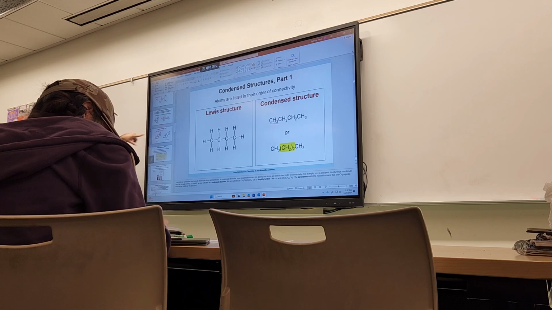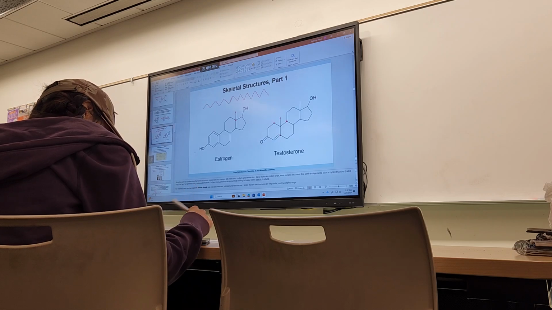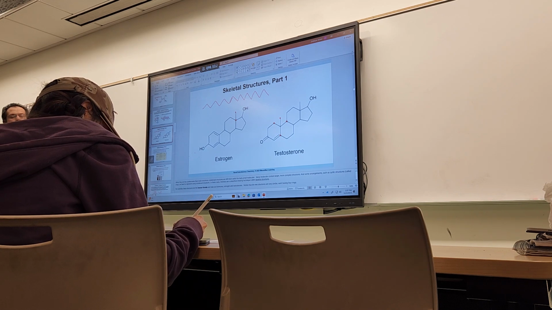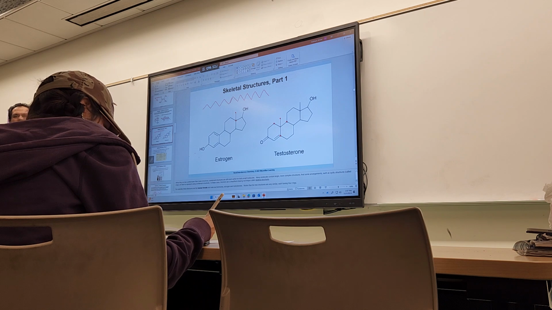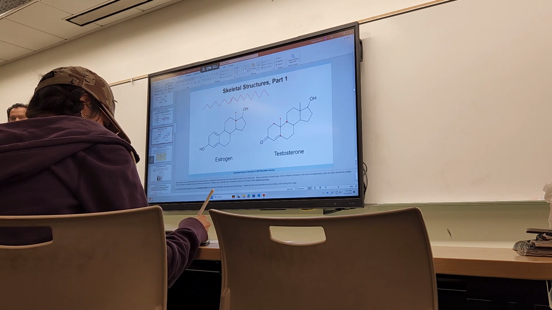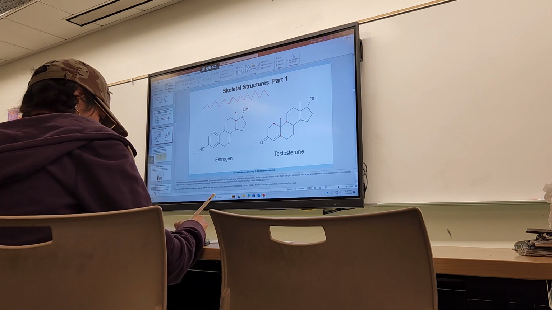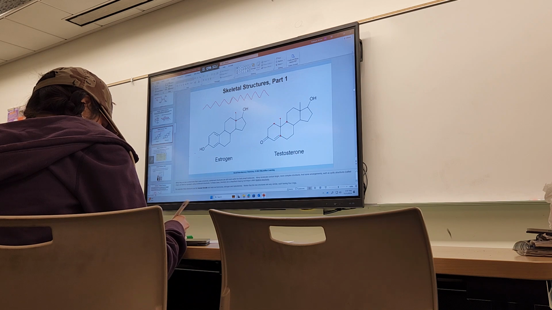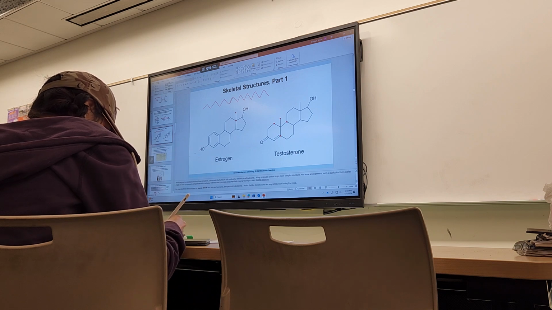Right? And then you should also be able to read and identify a skeletal structure. I can give you a structure like this and ask you for the chemical formula. Right? How many carbons does it have? So you should be able to count how many carbons are present in this type of skeletal structure.